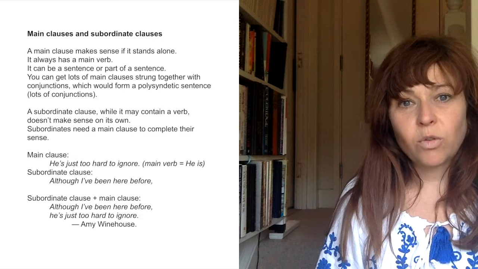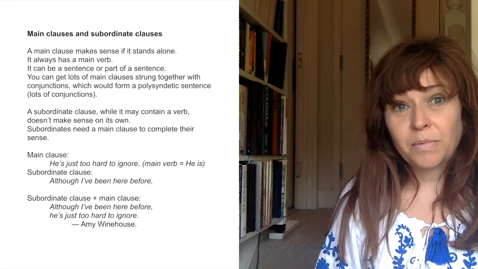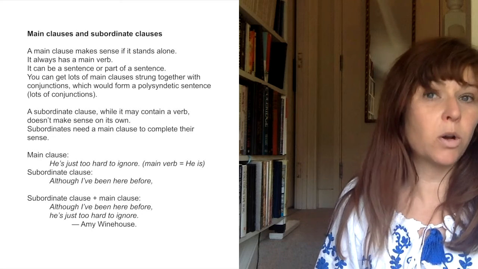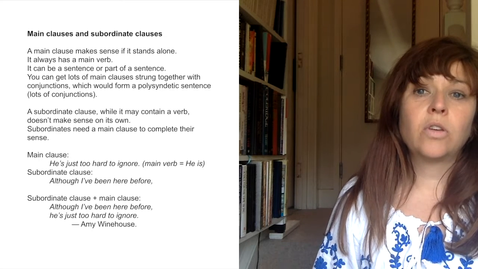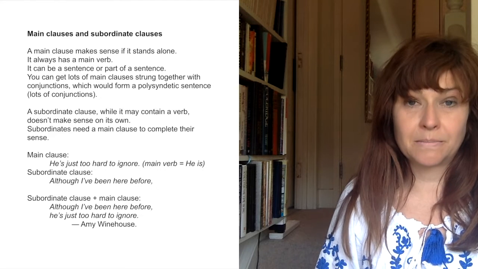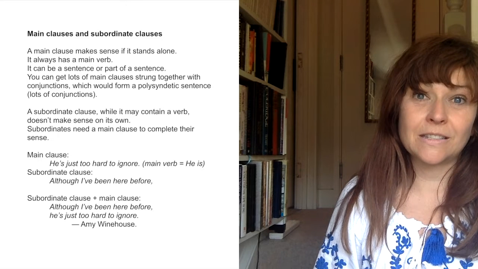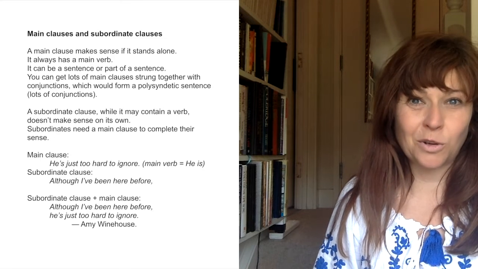So let's start with a main clause. A main clause makes sense if it stands alone. It always has a main verb. It can be a sentence, but it can also be part of a sentence. You can get lots of main clauses strung together with conjunctions, which would form a polysyndetic sentence. Lots of conjunctions. I'll talk more about polysyndetons in the toolkit if you'd like to join me on that course.